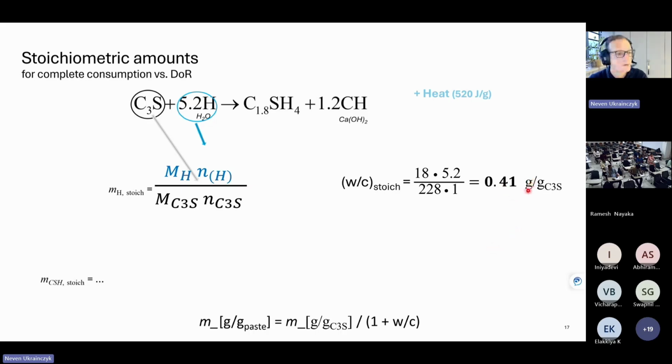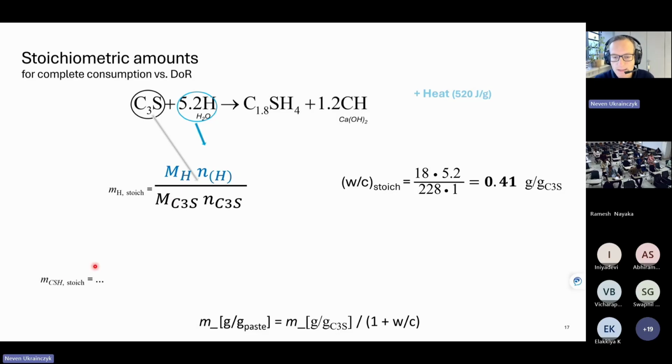If you have less water than 0.41, the cement cannot fully react. And then we say that the limiting reactant is water, because you will have unreacted cement at the end. If you have stoichiometric or more water, then the limiting reactant is the cement, because then you have extra water. You have unreacted water, which gives you the capillary pores and poor strength at the end, because you have too much water in the system.